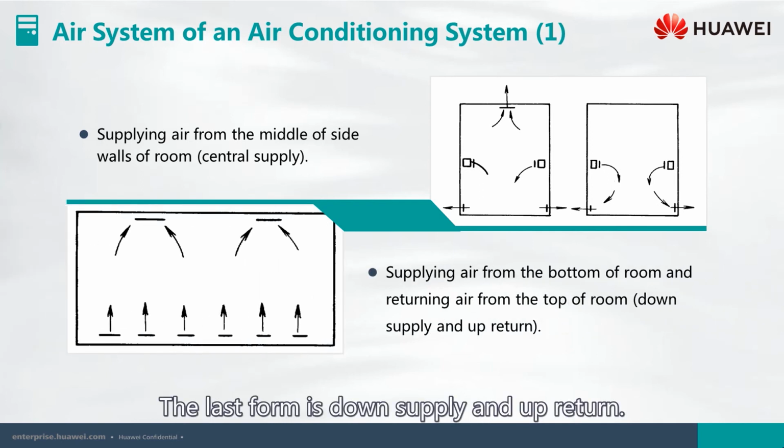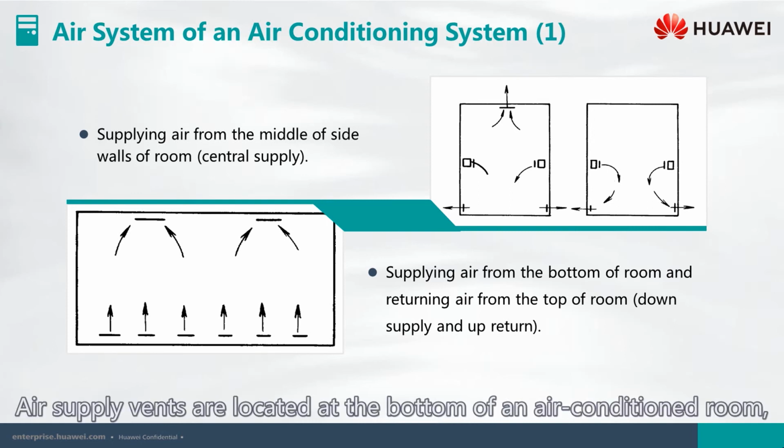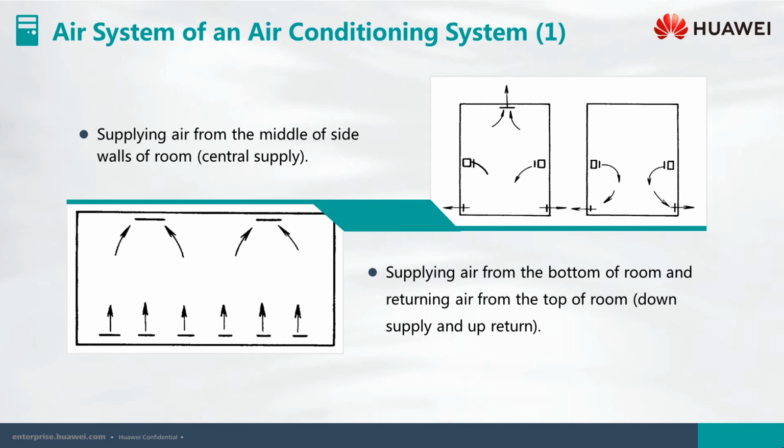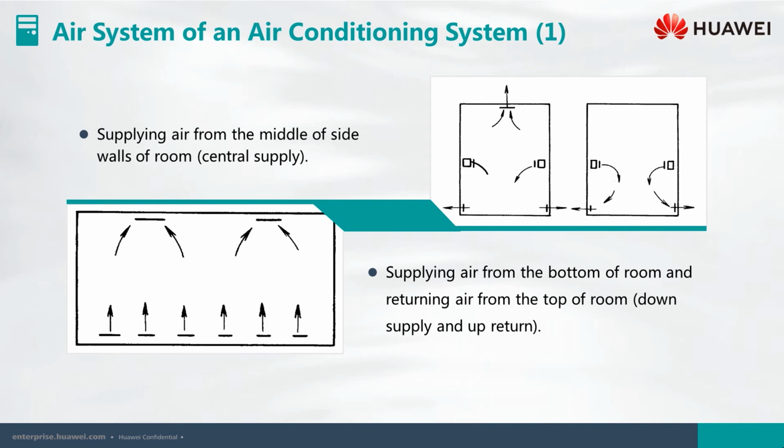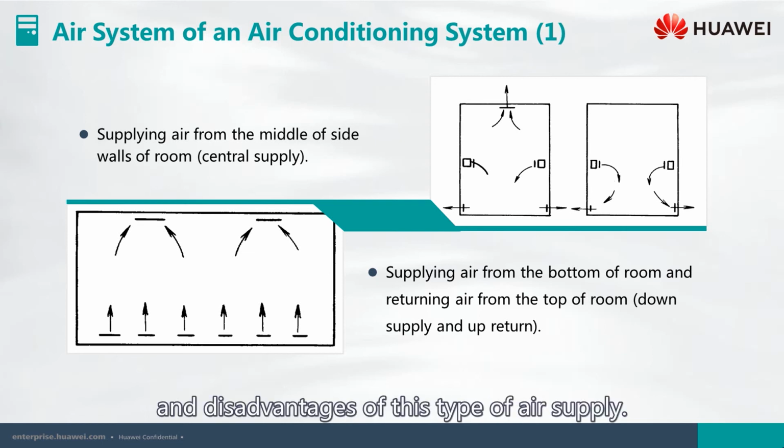The last form is down supply and up return. Air supply vents are located at the bottom of an air-conditioned room, and air return vents are located at the top of the room. Let's analyze the advantages and disadvantages of this type of air supply.